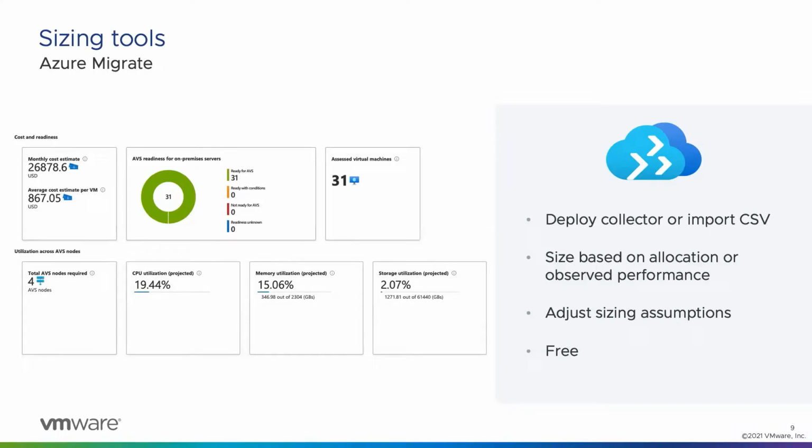Either way, you import the data from the appliance or from the CSV file into an Azure Migrate project, and then set some parameters. You can project some sizing based on the actual allocation of resources or on the observed VM performance, the resource demand. You can set target ratios for CPU oversubscription and memory overcommit, set targets for dedupe and compression factors, and then Azure Migrate will generate a report that looks a lot like this one that shows you the number of AVS hosts that you need and their projected utilization after migration, and also give you an estimate of monthly cost.